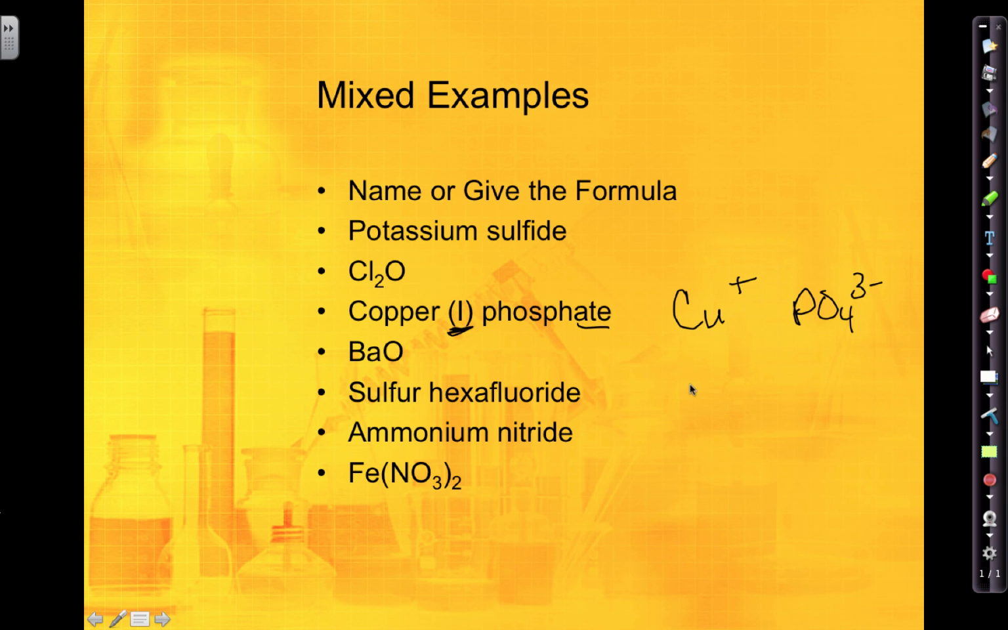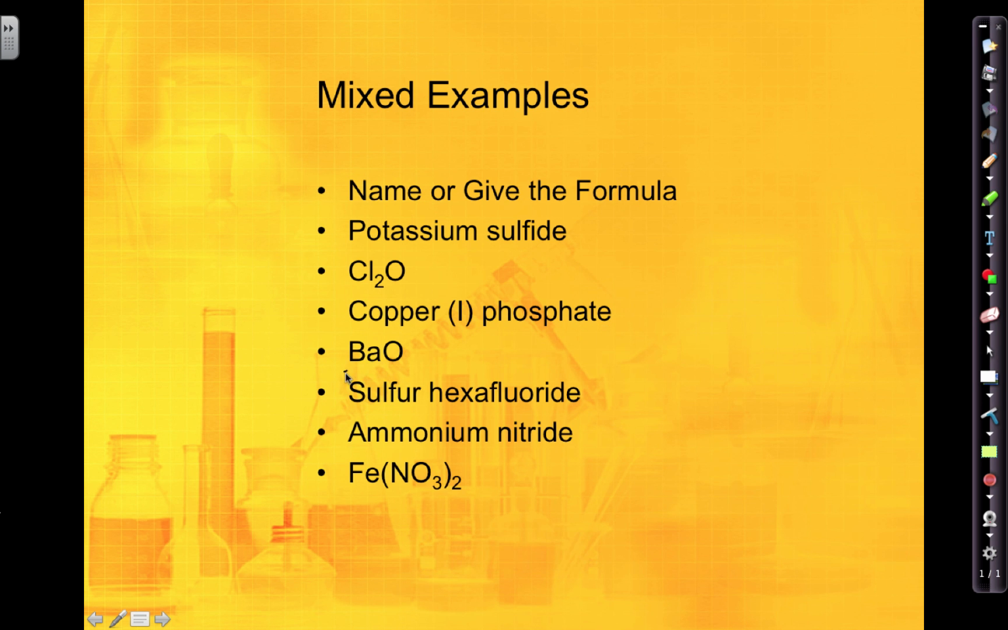All right, so now we switch. So pull the metal down, pull PO4 down, make sure you pull the whole thing down. The 1 comes down here, don't need to write that though. And then the 3 comes down here. So it's Cu3PO4. And that's it. 3 and 1 are the numbers you pull down, so you don't need to reduce.